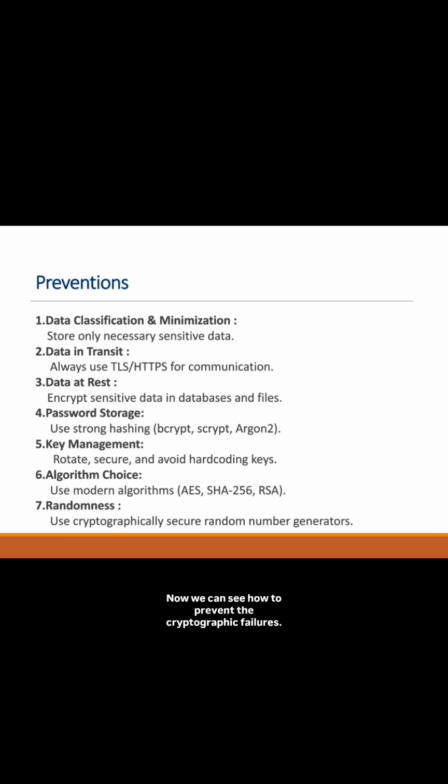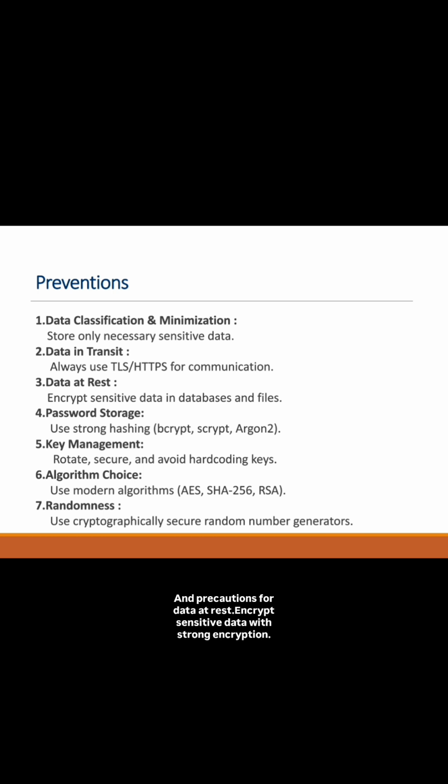Now we can see how to prevent cryptographic failures. The first one, data classification. First identify which data is sensitive, then don't keep it longer than necessary. If you don't need it, delete it. And the second one, precautions for data in transit. Always prefer TLS 1.3 with HSTS and disable old or weak ciphers like SSL version 3 and TLS 1.0 or 1.1 versions. Always validate the SSL certificate. This protects the data in transit.